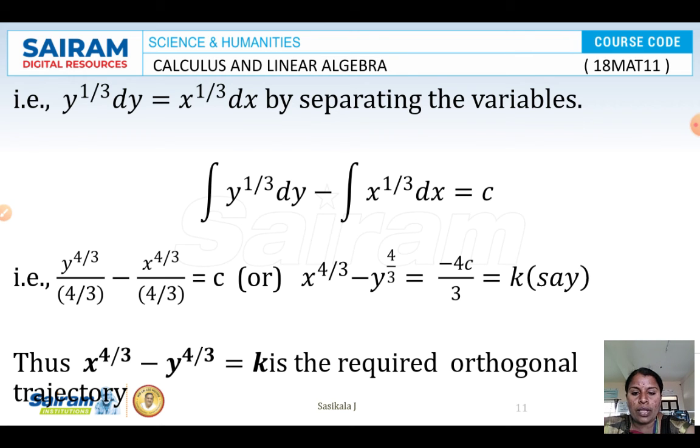So the first thing you have to remember, when you find the orthogonal trajectories, we need to find the differential equation of the given family. So once you get the differential equation of the given family, then you can replace dy by dx with minus dx by dy, and then you can do the variable separable method to solve the equation.